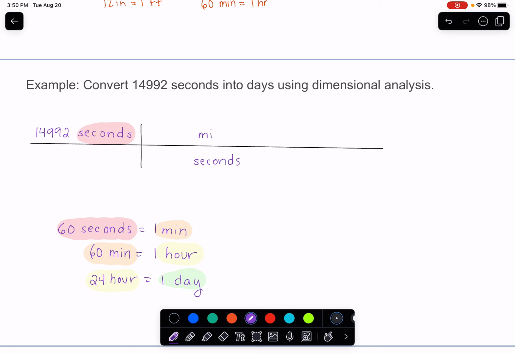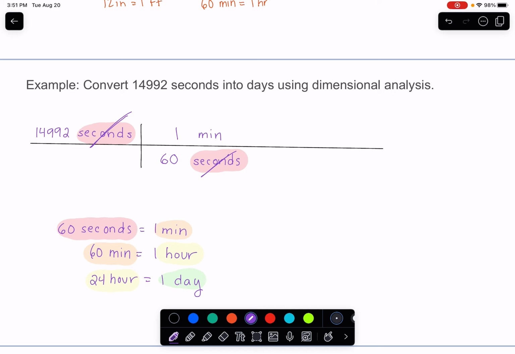And minutes will go on the other side. There are 60 seconds in 1 minute. So you can see here how these two units match. That means that seconds is going to cancel out. And in fact, I'm just going to go ahead and put a line through it to show that it is canceled out.